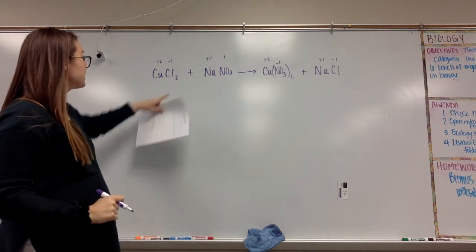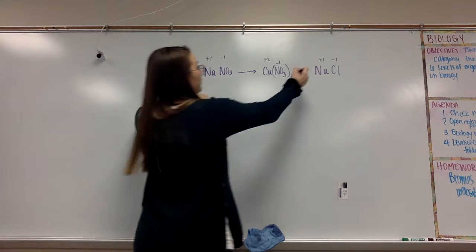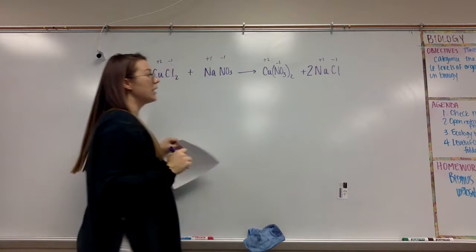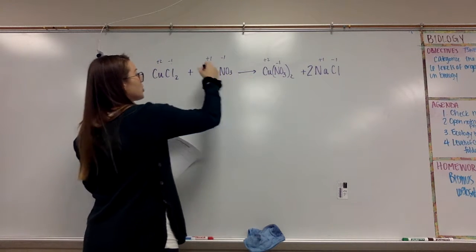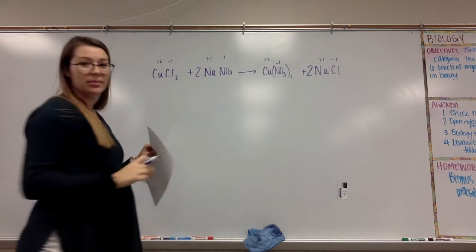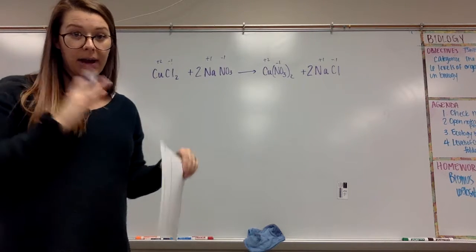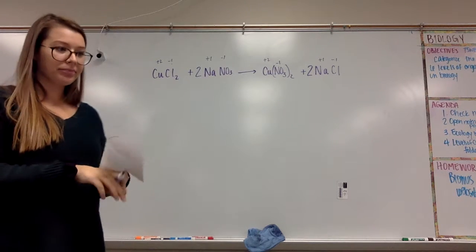Okay, now if I was to balance, I have 2 chlorine here. I would need 2 chlorine here, then 2 sodium and 2 nitrate. I'm going to put a 2 there to balance. And that's my final balanced reaction for this problem.